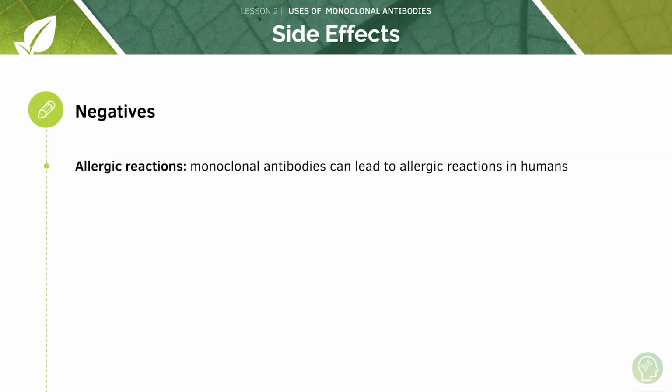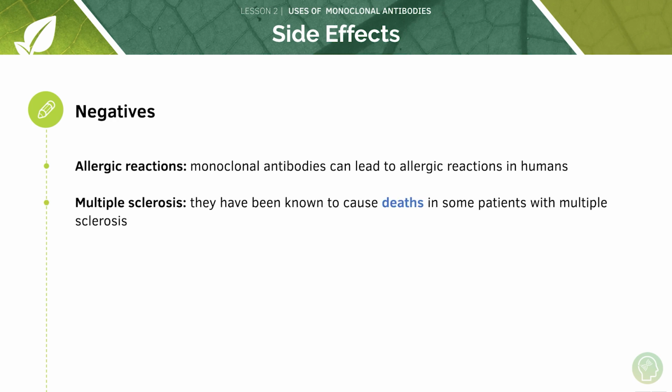So let's have a look at some of the side effects of monoclonal antibodies. Well, just like all drugs, patients can develop allergic reactions to monoclonal antibodies, so this is one negative. Also, monoclonal antibodies have been known to cause deaths in some patients with multiple sclerosis, which is a type of disease.